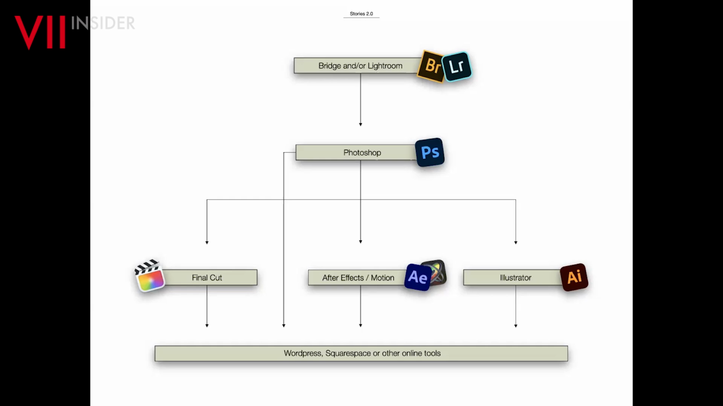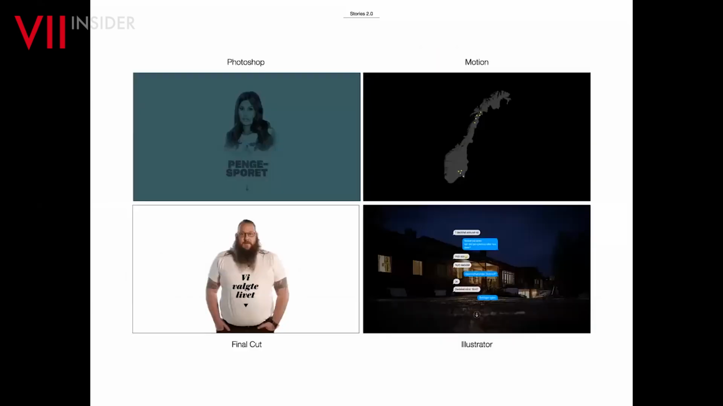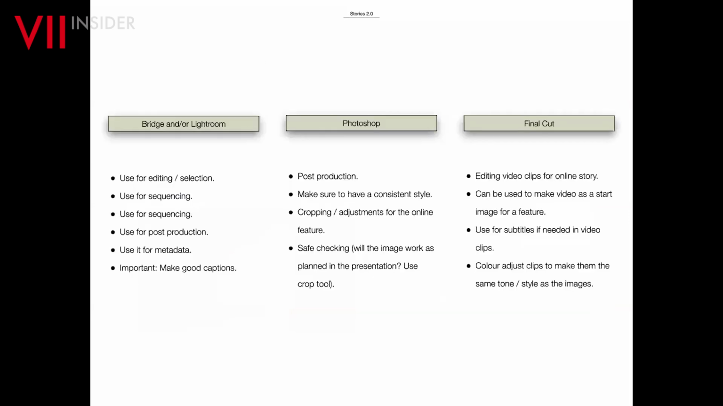So I need to know quite a lot of different programs. I use Photoshop to make the pictures, but also to make more special design to the project. I use Apple Motion, which is kind of the same as After Effects, to make animations and things like that. And I also use Adobe Illustrator to make maps or other kinds of graphics that are going to be used inside the feature.